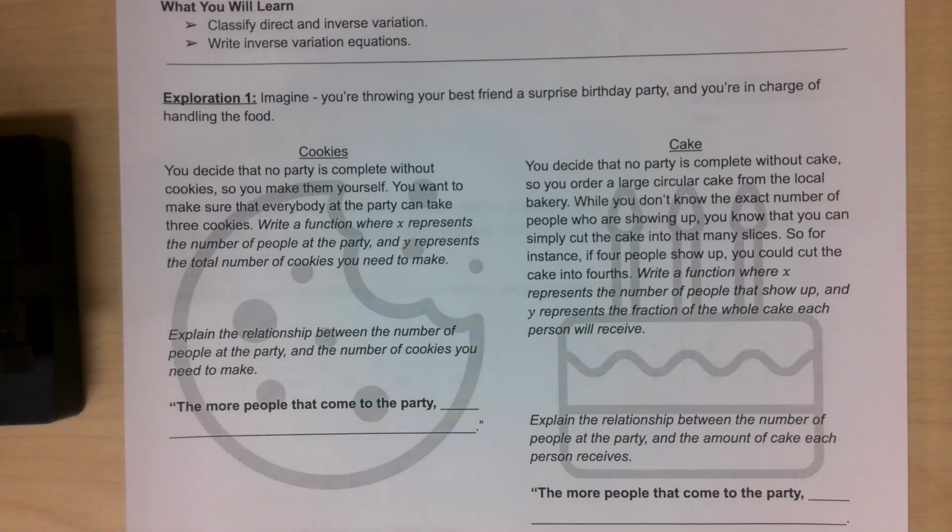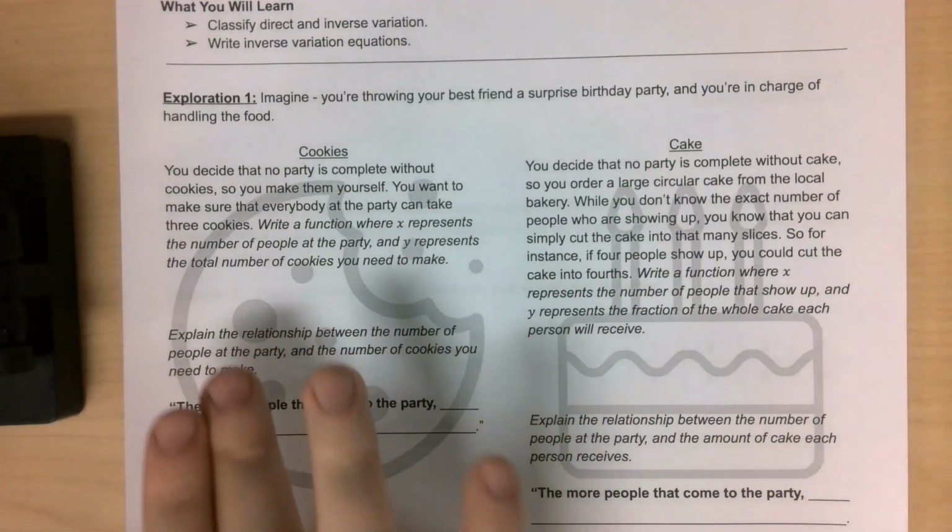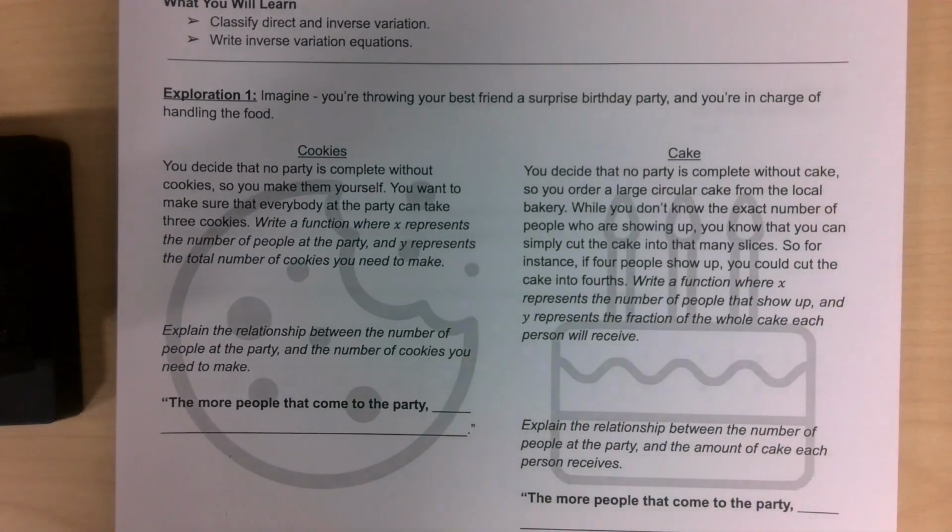I want you to try to write a function where x represents the number of people at the party and y represents the total number of cookies you need to make. Now, this is something I'm going to leave to you to try on your own, and then we'll talk about it in a little bit. But before then, I want to give you the other set of instructions as well.